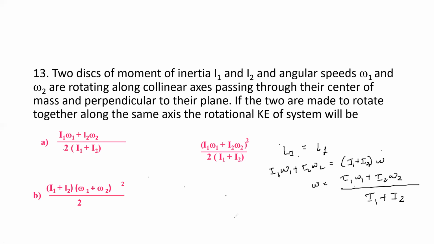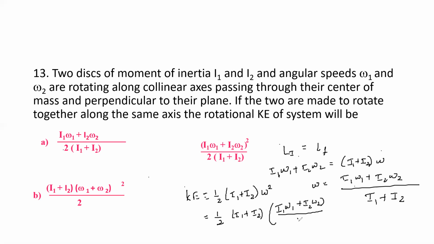They have asked you to calculate the kinetic energy of the system. The kinetic energy expression is half I omega square. As there are two bodies, it becomes half into I1 plus I2 into omega square, which is equal to 1/2 times I1 plus I2, which I'll keep as it is, times omega, which we just calculated as I1 omega 1 plus I2 omega 2 divided by I1 plus I2, this entire square.